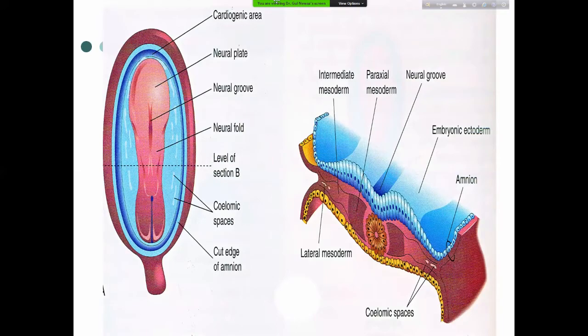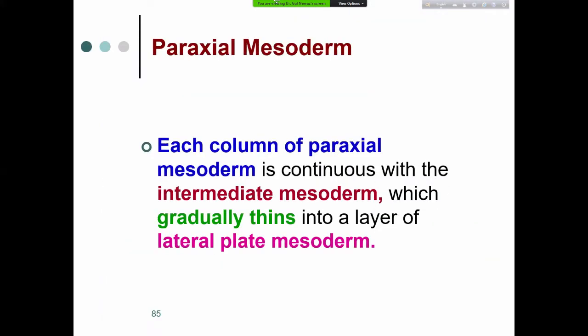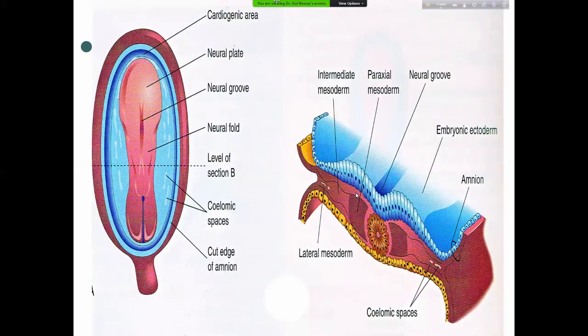Here we are showing this in the cross-sectional view. As the neural tube is forming, the mesoderm thickens here, near the notochord, and they form paraxial mesoderm. Each column of paraxial mesoderm is continuous with the intermediate mesoderm, which gradually thins into a layer of lateral plate mesoderm. So this paraxial mesoderm thickens to form intermediate mesoderm, becomes thin, and then becomes more thin to form the lateral plate mesoderm.